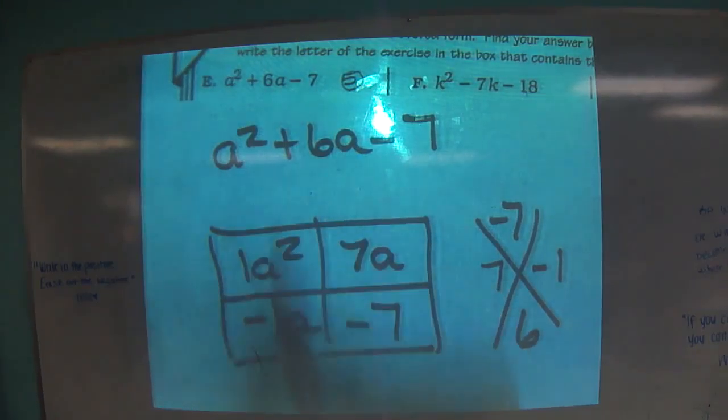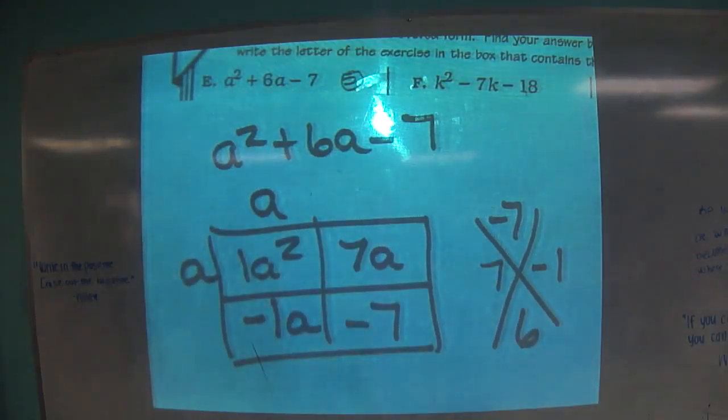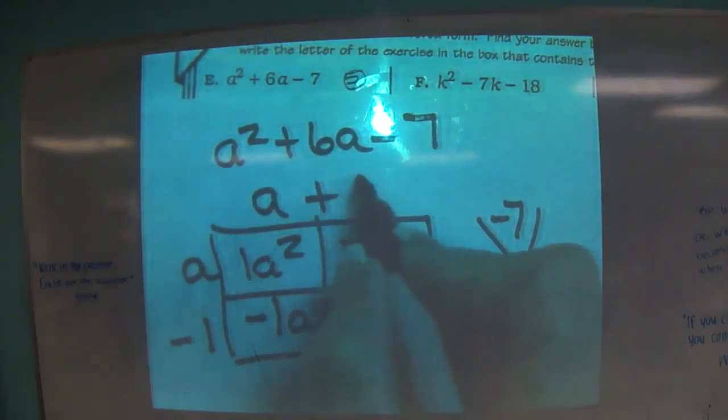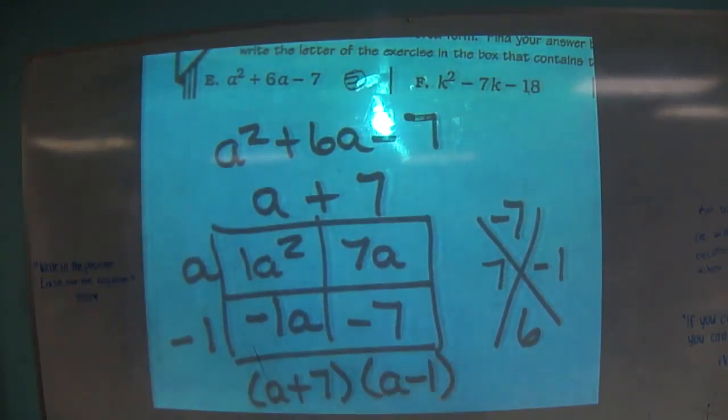Okay, so what do they have in common? We got an a here and an a here. And what do negative 1a and negative 7 have in common? Negative 1. And what do 7a and negative 7 have in common? Positive 7. So we get a plus 7 and a minus 1.